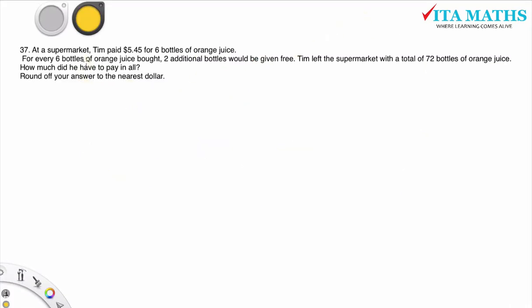Next, we look at question number 37. This question is about Tim, who actually paid $5.45 for 6 bottles of orange juice. And for every 6 bottles, 2 additional ones will be given to him for free. When Tim left the supermarket, he had a total of 72 bottles of orange juice. So they're asking you, how much did he have to pay in all?